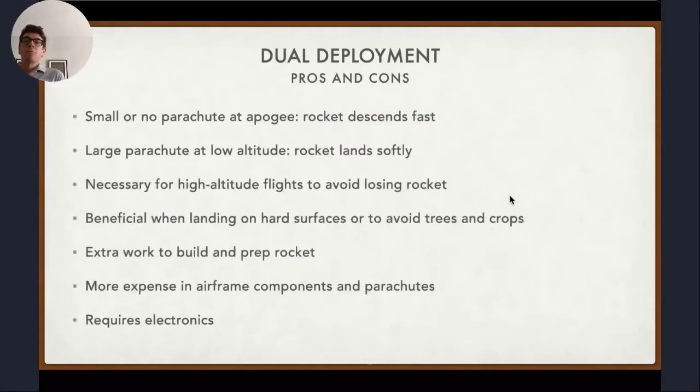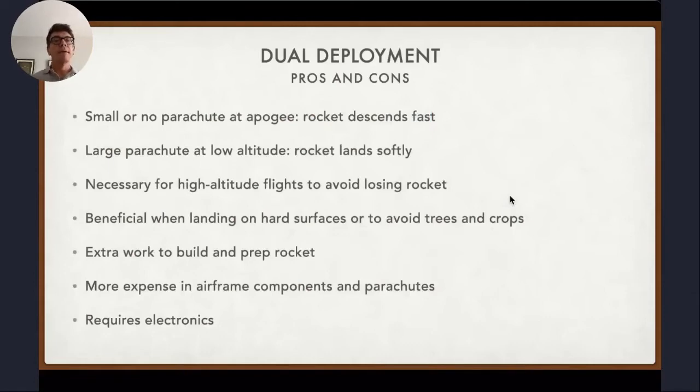So what are we doing here with dual deployment? The real goal is we want the rocket to come down fast. Now, why do we want that? Well, if you're flying high, you want that because if there's any winds aloft, they'll carry the rocket far away and you may lose it. Even if you're not flying particularly high, if you're flying in a space where you have a limited area or there are trees or other things you don't want to get involved with, you may want to keep the rocket close to where it launched.